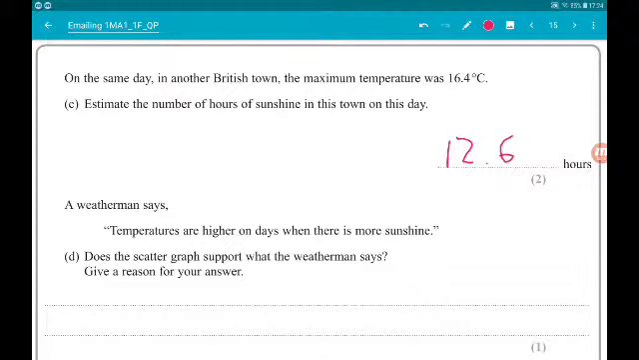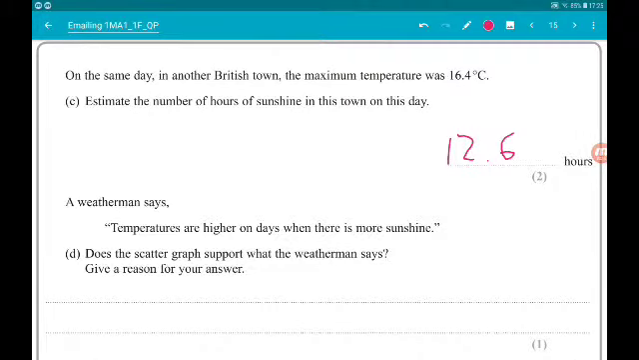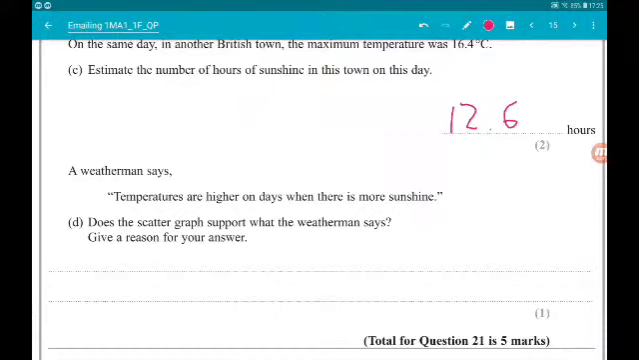Okay, then part D. A weatherman says temperatures are higher on days where there is more sunshine. Does the scatter graph support his claim? Give a reason for your answer. So, we've already said that there is positive correlation between the number of hours of sunshine and the maximum temperature. So the scatter graph does support his claim.